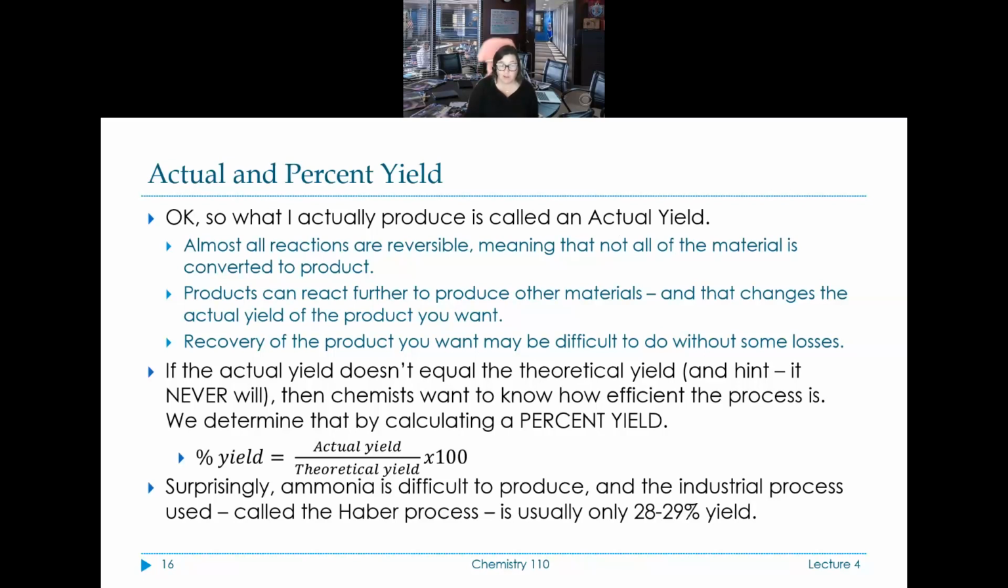Now here's an interesting factoid for you. Surprisingly, ammonia is difficult to produce, and the industrial process used, which is called the Haber process, is usually only 28 to 29% yield. So that's like a quarter of what you think you should be getting. That's pretty amazing to me. I mean, this is something that we do all the time. You know, we create ammonia that can be used to clean your house or whatever you use it for. But that's a really inefficient process, right? Actually, that's pretty high. Given a lot of things, that's pretty high. So that's what we're talking about in terms of yield.